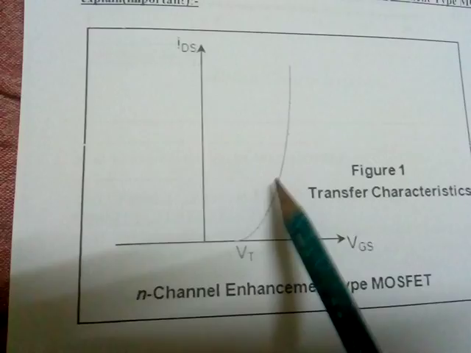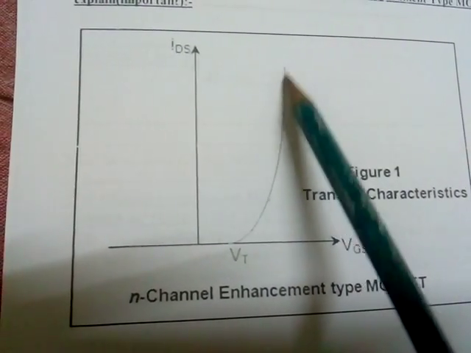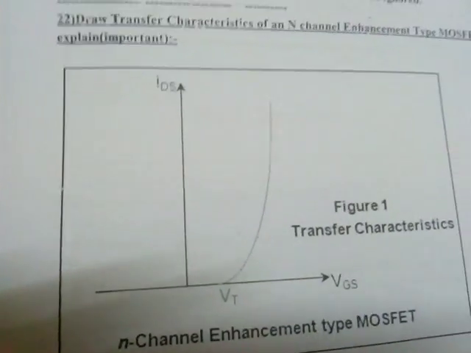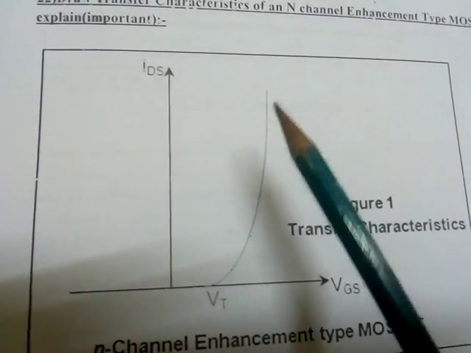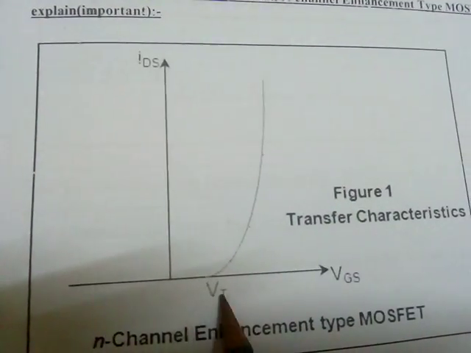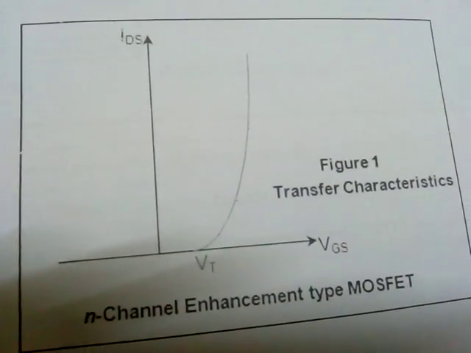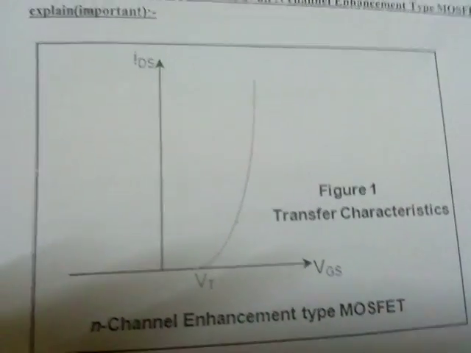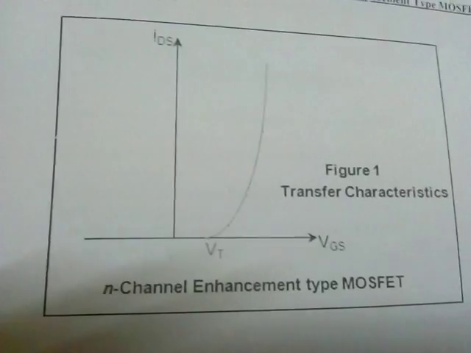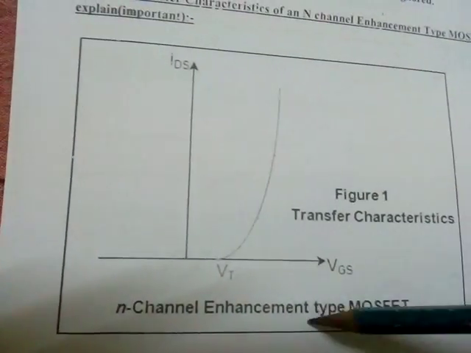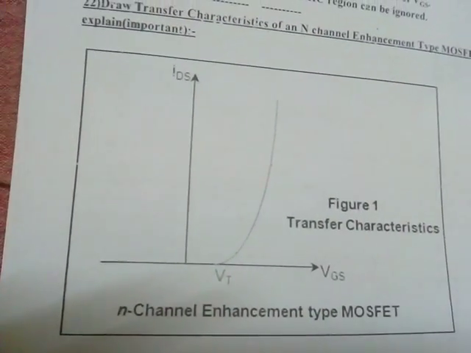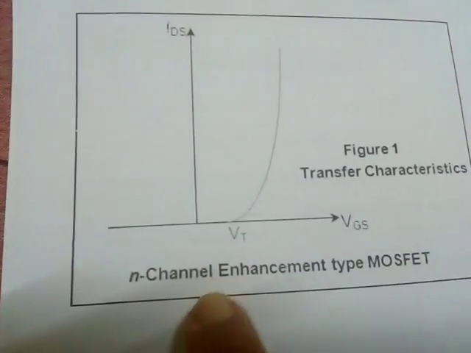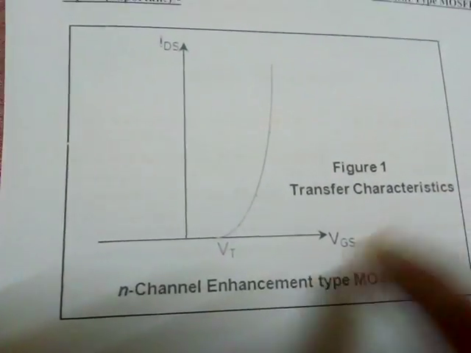Here you can see the slope is almost infinity. If we are operating it as a switch, then we will operate here in this region and in this region. This is the transfer characteristic, meaning output with respect to input. Output is the drain to source current, input is the gate to source voltage.